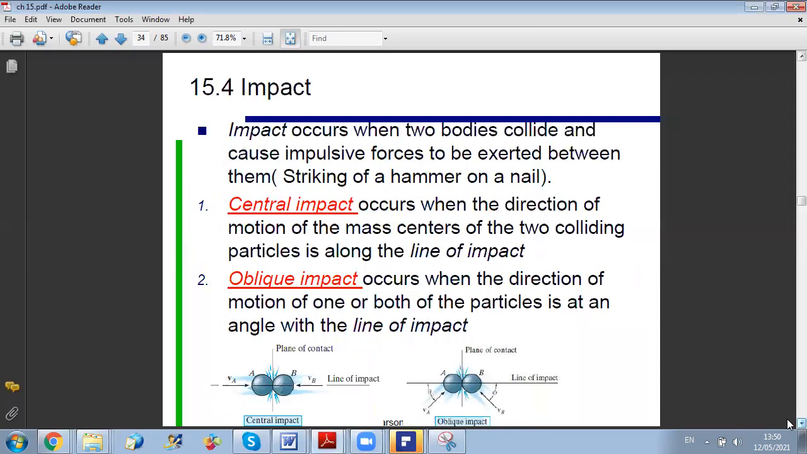Now as we said, we have an impact, we have collision between particles. Now we have several types of impact. It can be a central impact and it can be an oblique impact. What is the difference between the two? When we talk about central impact, it takes place when the direction of motion of the mass centers of the two colliding particles is along the line of impact.